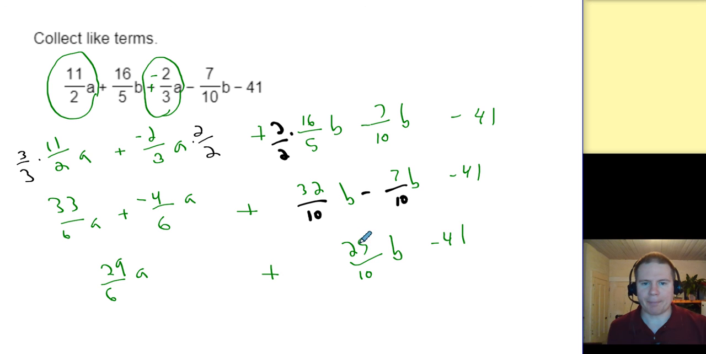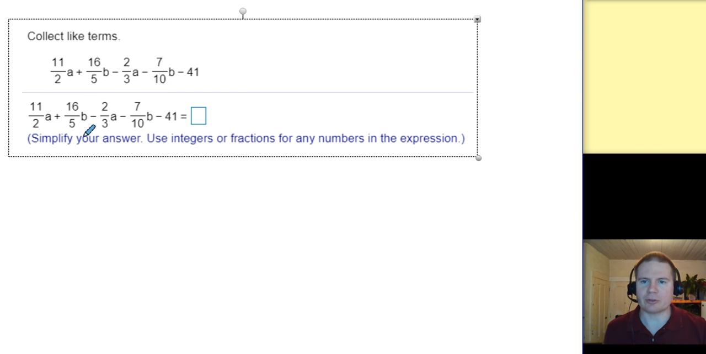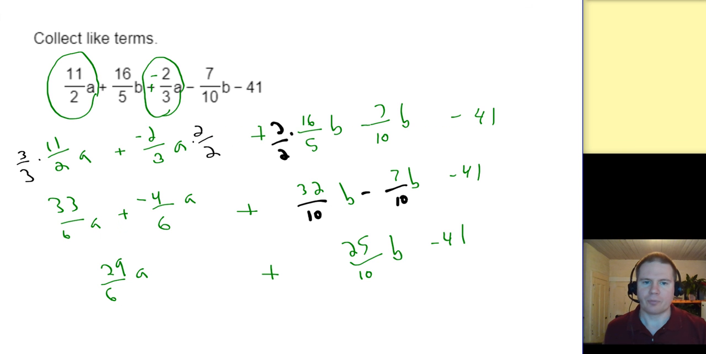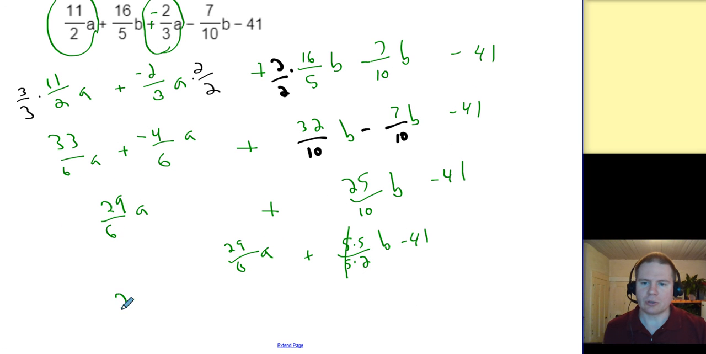And I might be tempted to stop here, say this is my answer. But 25 and 10 have a factor in common, and the directions did say to simplify your answer. So 25 is 5 times 5. 10 is 5 times 2. So the 5's cancel. So my final answer is 29 sixths a plus 5 canceled, so 5 halves b minus 41.